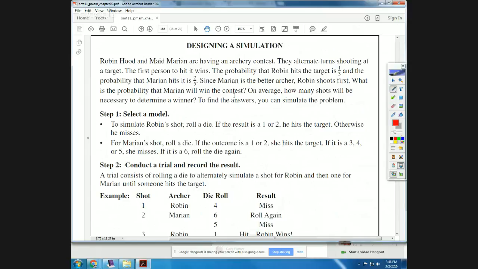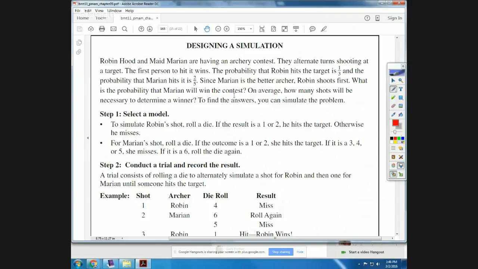Roll a 6-sided die. Well, let's think about that for a minute. The 1/3 chance works out, if we roll a 6-sided die, since 1/3 is the same as 2 out of 6. So maybe if we roll a 1 or a 2, then Robin hits it. So we make our dice 6-sided. That's what they're suggesting here.